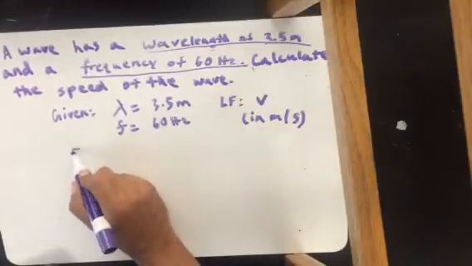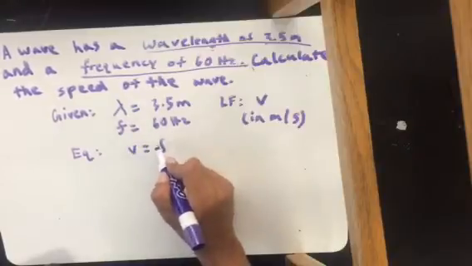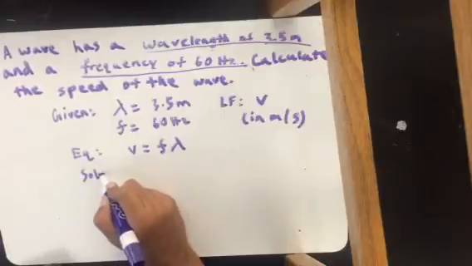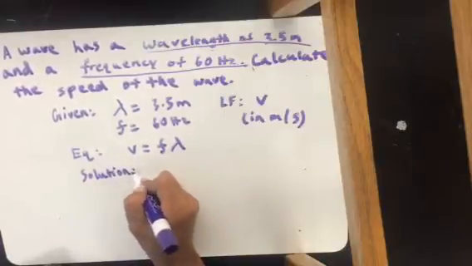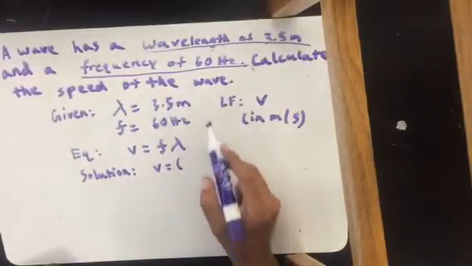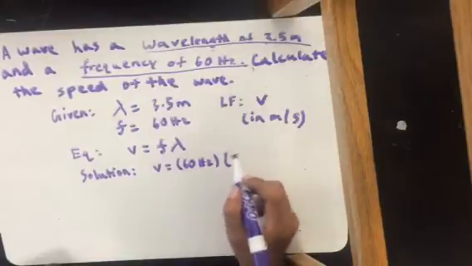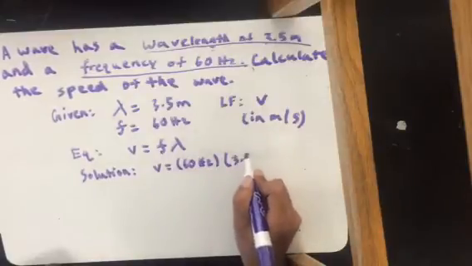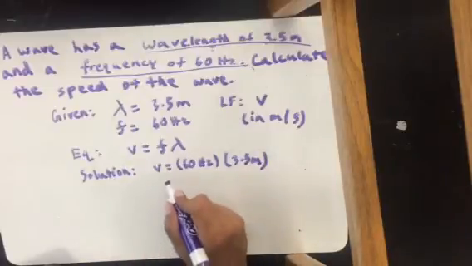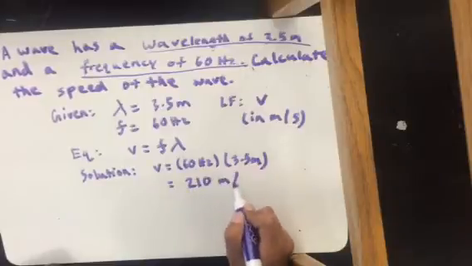And so the equation that we're going to use, we'll just write EQ, will be velocity equals frequency times wavelength. So when we solve it, our solution is simply going to be just plugging in values. So we have the velocity, and for frequency, we just put in 60 hertz. And then for wavelength, we put in 3.5 meters. And if we type this into a calculator, we find that the velocity is 210 meters per second.